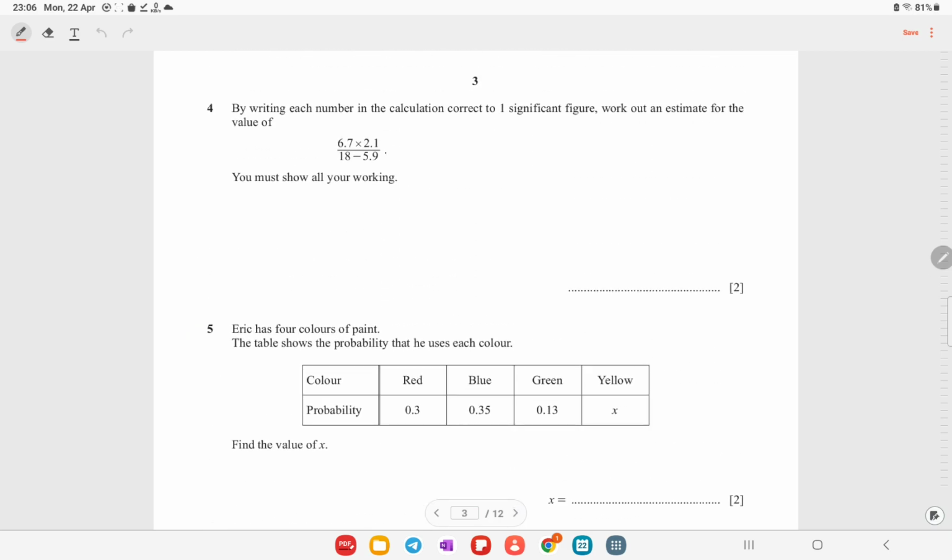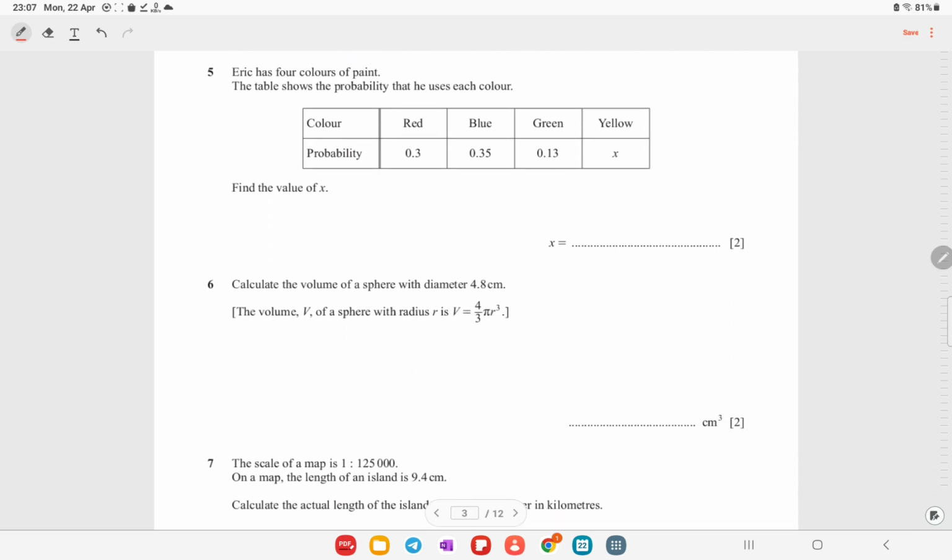The next question states that by writing each number in the calculation correct to one significant figure, work out an estimate for the value of 6.7 times 2.1 over 18 times 5.9. Okay, so if you round it off to one significant figure, 6.7 becomes 7, 2.1 becomes 2, 18 becomes 20, because this is again rounded off to one significant figure, and 5.9 is rounded off to 6. So 7 times 2 is 14, and the bottom is also 14, so this is going to be 1.